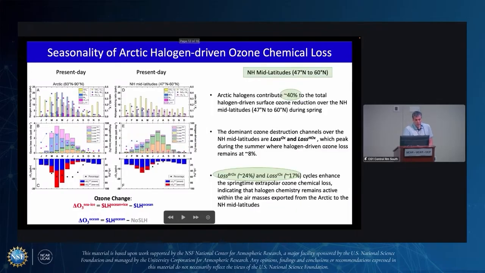If we move that to the northern mid-latitudes, what's the main difference? Ozone destruction is not due to halogens. It's mostly dominated by HOx and NOx. But then during the spring, there is still up to 40% of the total reduction that is also driven by halogens.